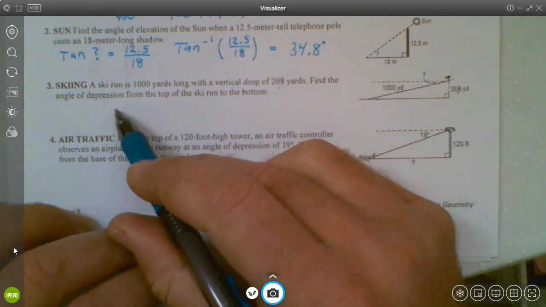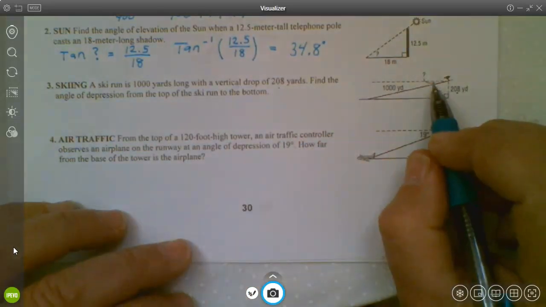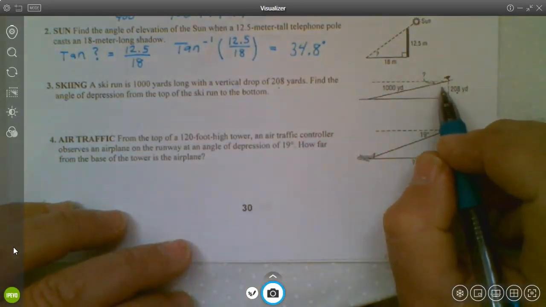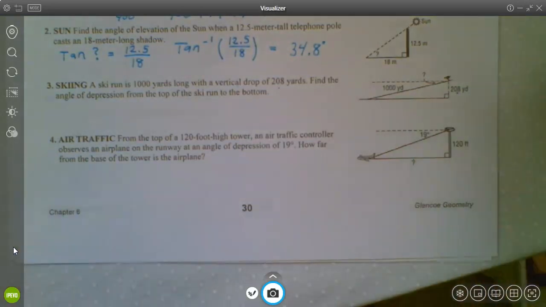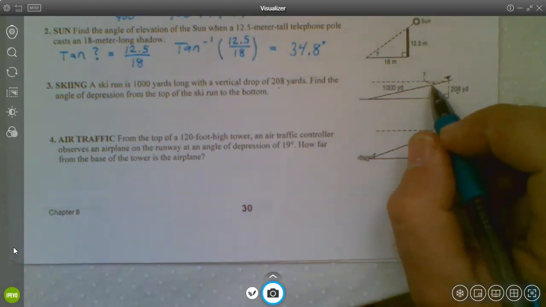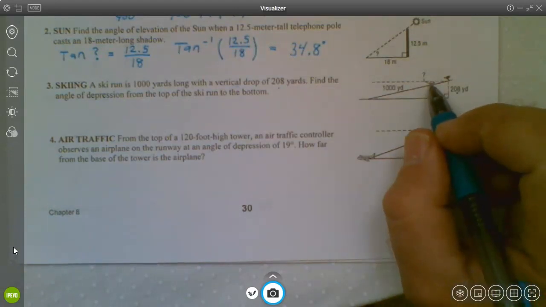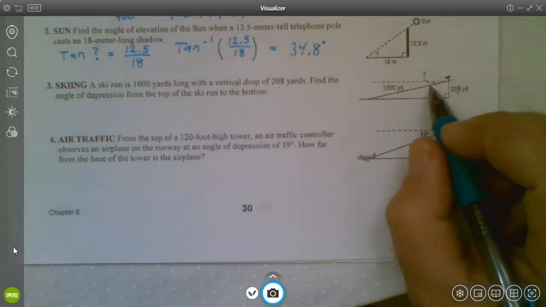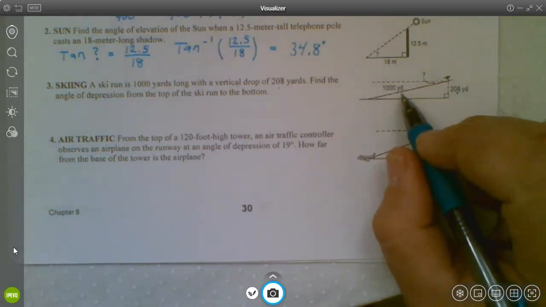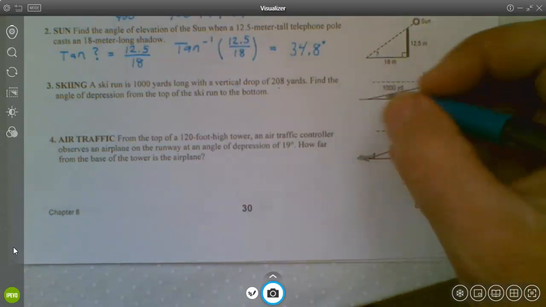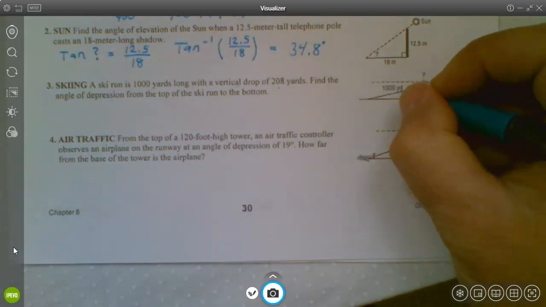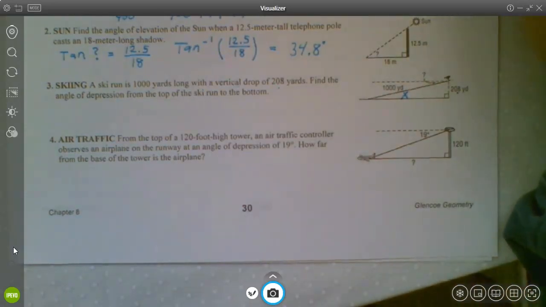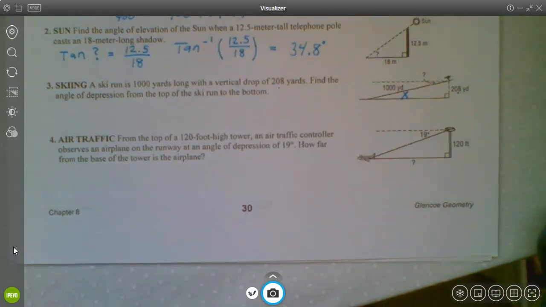It says find the angle of depression. So remember, this is the angle of depression, not this. That's important. The other thing you should recognize, if this is my drawing, is that I don't really want to find an angle that's outside the triangle. I want to find an angle that's inside the triangle. So remember that depression and elevation are equal. I could just as easily find this angle, and that would still equal my angle of depression, since elevation and depression are equal to each other.